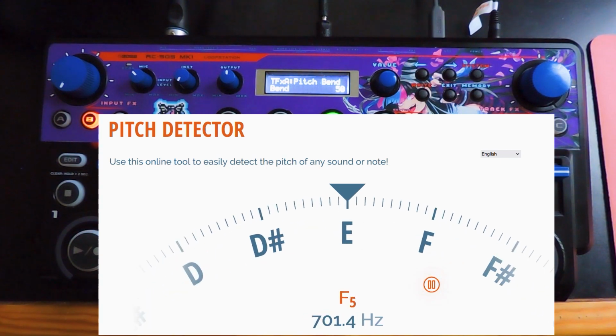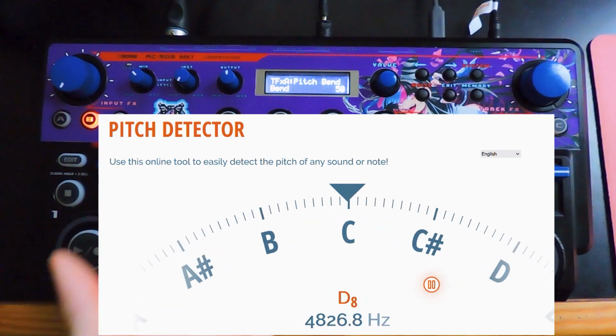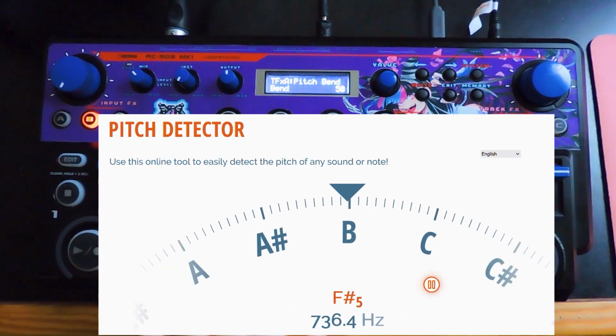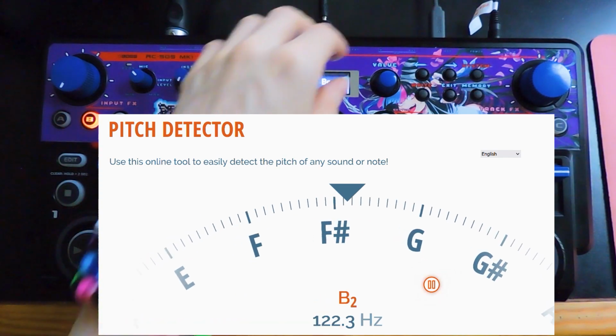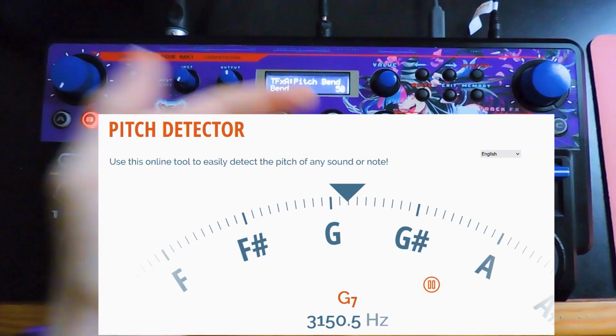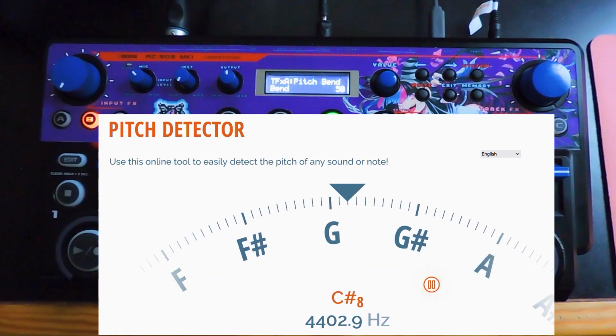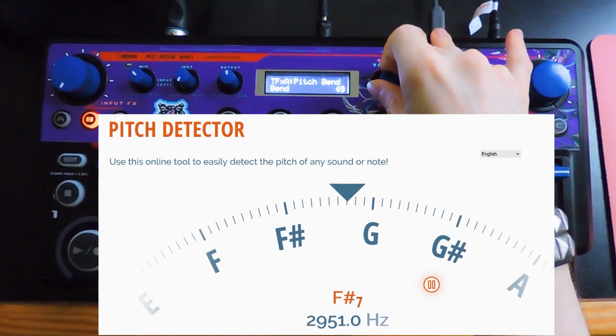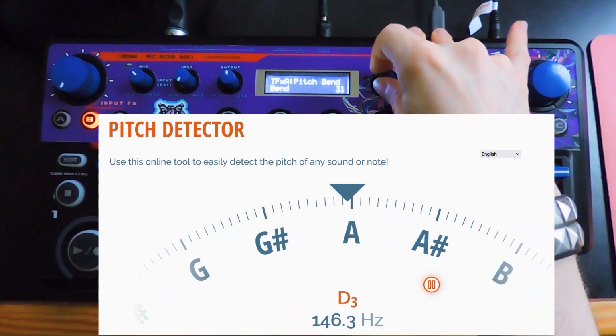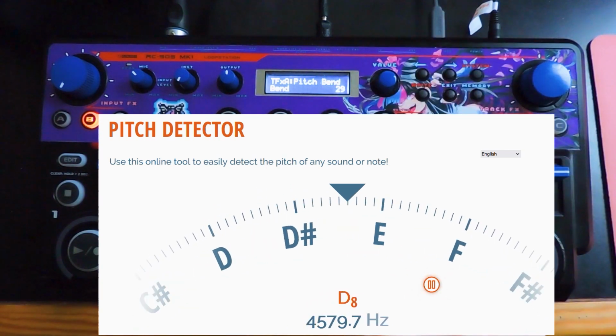Solid F sharp 5. Like, what? Who designed this? Okay, so then where is the octave lower? If it's a C sharp 5, that's still well above, so we have to actually go all the way down. This is ridiculous.